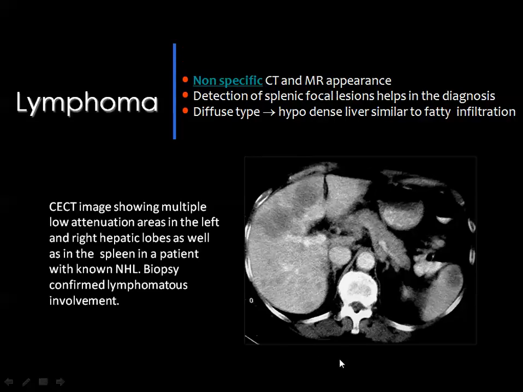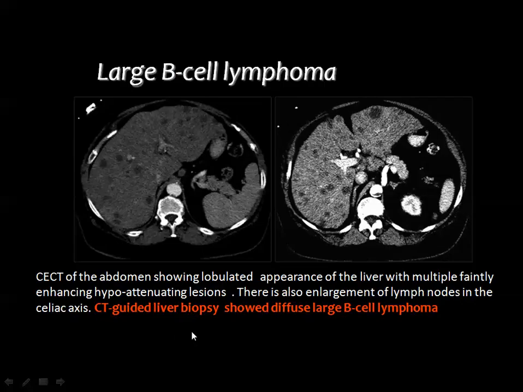Lymphoma has non-specific CT and MR appearances. It presents as a single lesion or multifocal or diffuse. The presence of focal lesions in the spleen may help to support the diagnosis of hepatic lymphoma. But if you see multiple focal lesions like this scattered in the liver with no focal lesions in the spleen, then the differential diagnosis may include metastatic disease and multifocal hepatocellular carcinoma. You may need the help of needle biopsy to confirm the diagnosis.